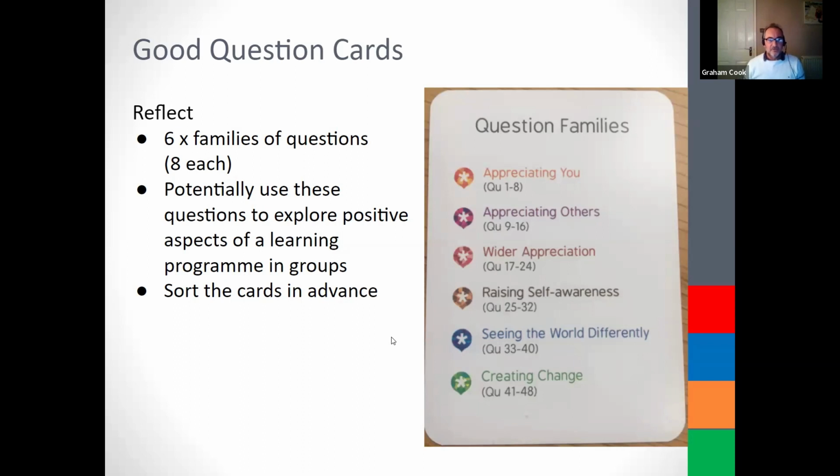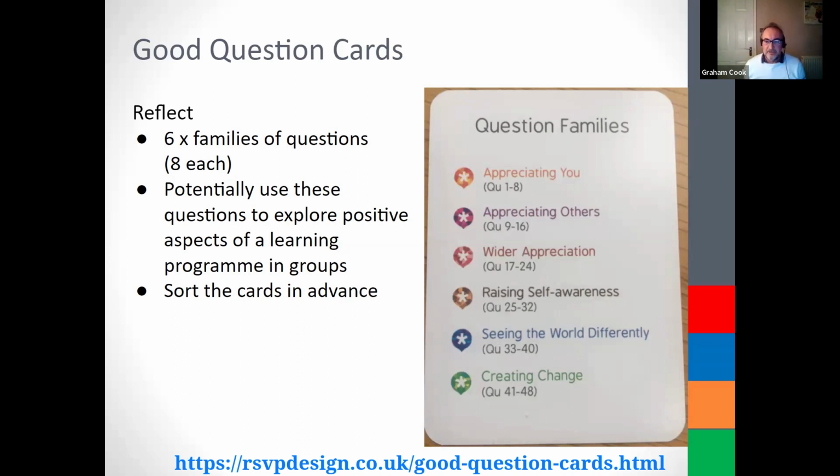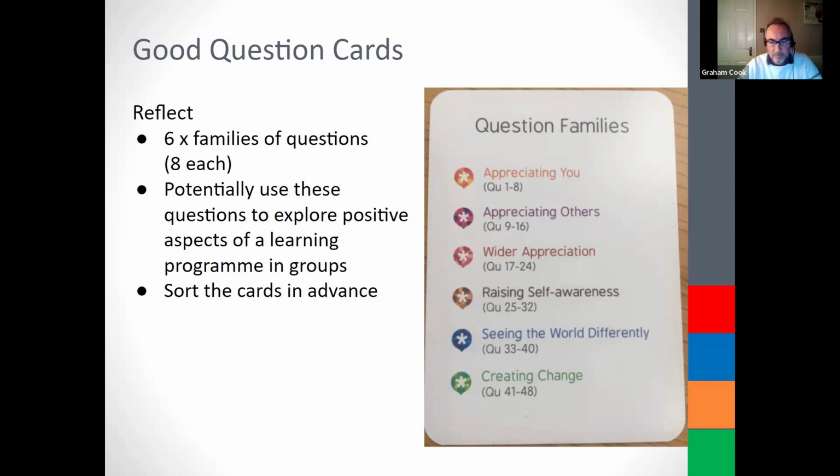The way the good question game is structured, there are 6 families. There are 8 questions in each area, all appreciative questions. So about appreciating yourself, appreciating others, the kind of wider appreciation, raising self-awareness, seeing the world differently and creating change. And you'll notice a fair overlap between lots of topics that we get asked about. So review, emotional intelligence, giving feedback, strengths, values, all of these things tend to overlap a little bit.